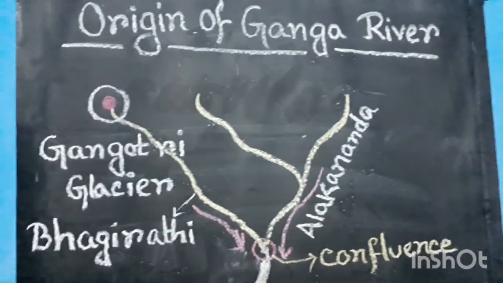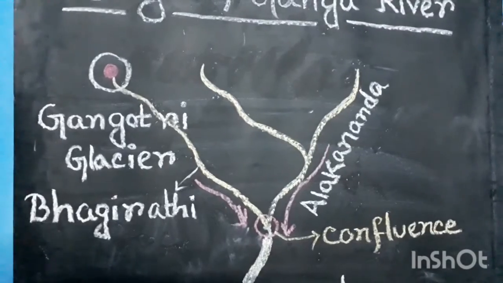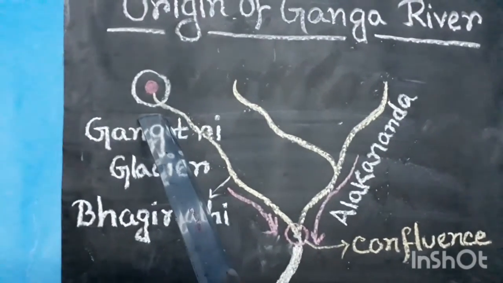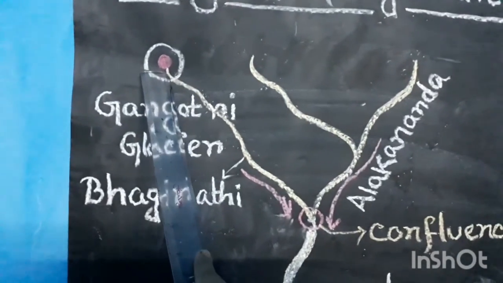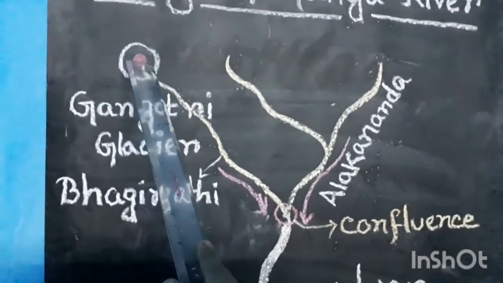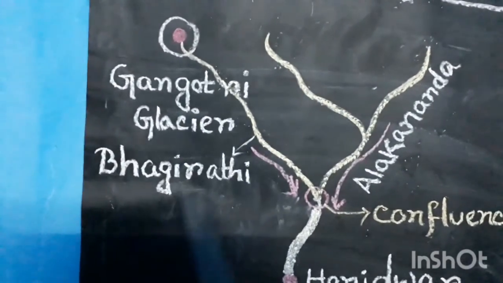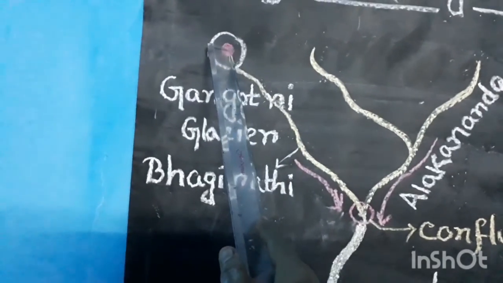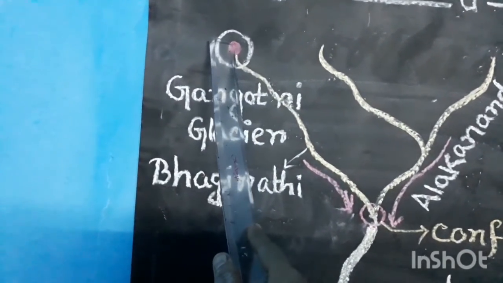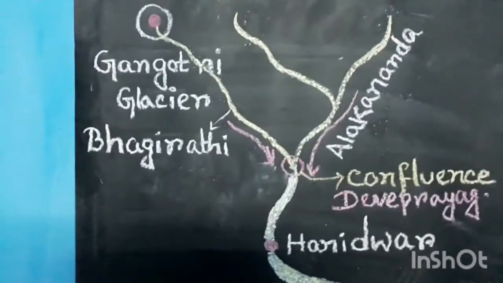The Ganga river originated from the Gangotri glacier. This is the Gangotri glacier. The headwater of the Ganga is known as Bhagirathi. This river is known as Bhagirathi. This river originated from the Gangotri glacier, and this is the source of the Ganga river.